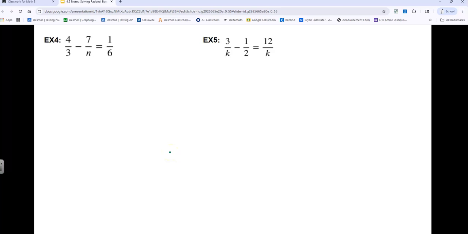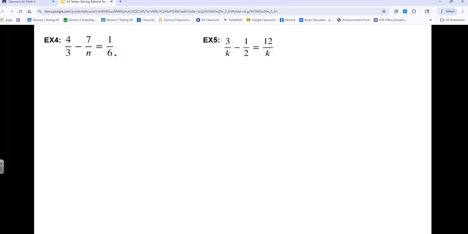Okay, let's do one that doesn't have a plus or minus sign really there. So if we've got, for example, 4/3 minus 7 over n equals 1/6. So we need to treat our variables and our numbers separately.